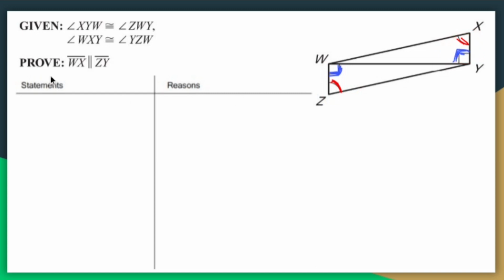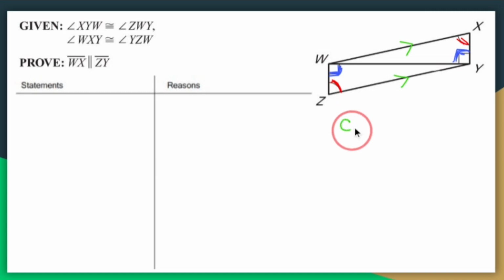This is weird. I need to show that these two lines, WX is parallel to ZY. Now, I don't know this. I need to show this. So this is what I'm thinking. This is how my brain operates.